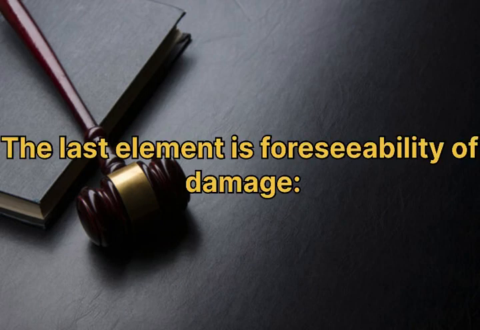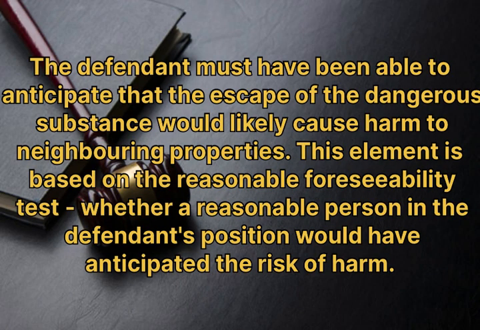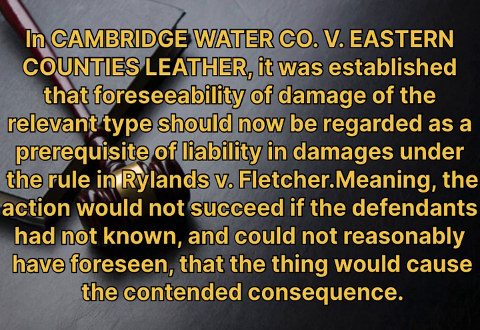The last element is foreseeability of damage. The defendant must have been able to anticipate that the escape of the dangerous substance will likely cause harm to neighboring properties. This element is based on the reasonable foreseeability test, whether a reasonable person in the defendant's position would have anticipated the risk of harm. In Cambridge Water Company and Eastern Counties Leather, it was established that the foreseeability of damage of the relevant type should be regarded as a prerequisite of liability in damages under the rule in Rylands and Fletcher, meaning the action would not succeed if the defendant had not known and could not reasonably have foreseen that the thing will cause the contended consequence.